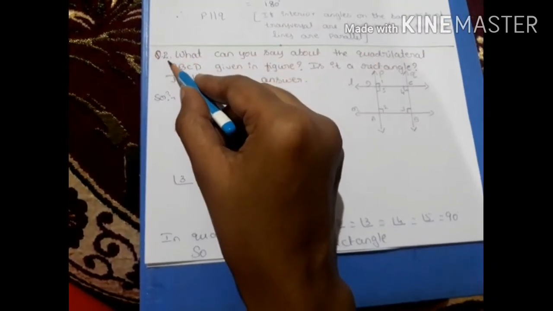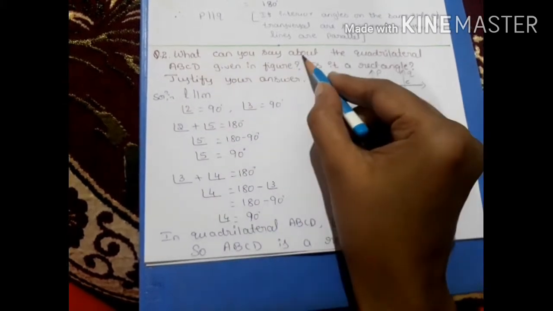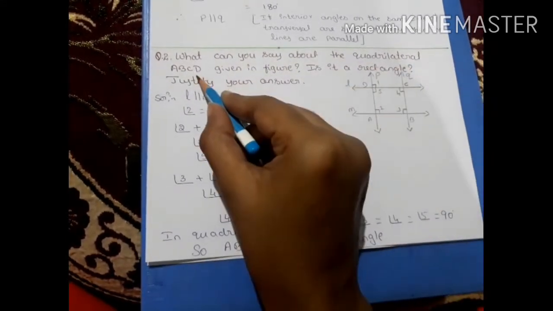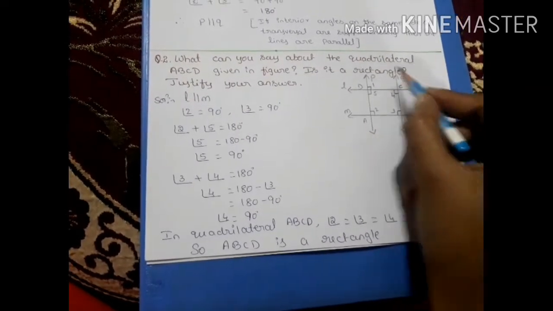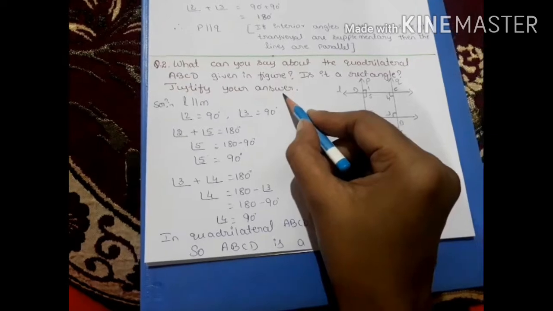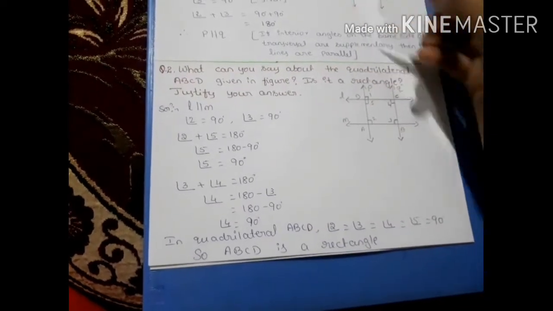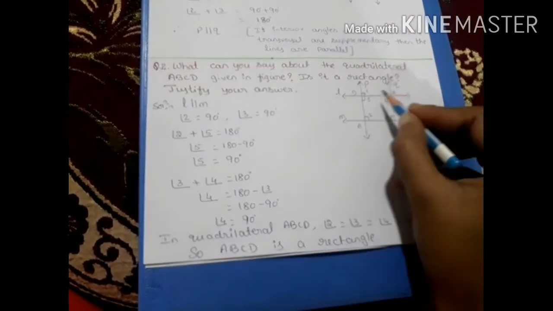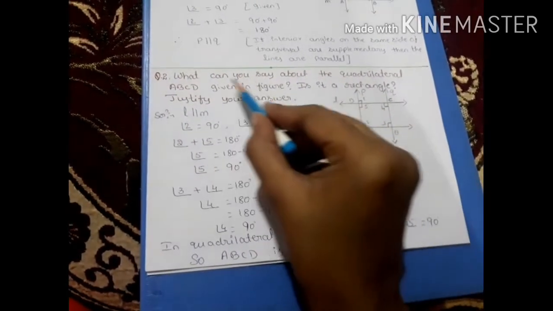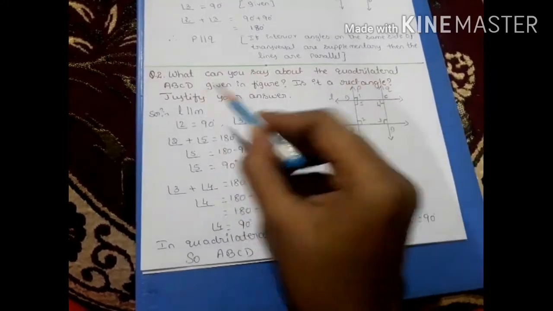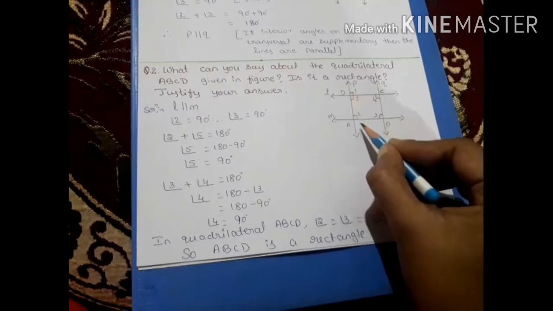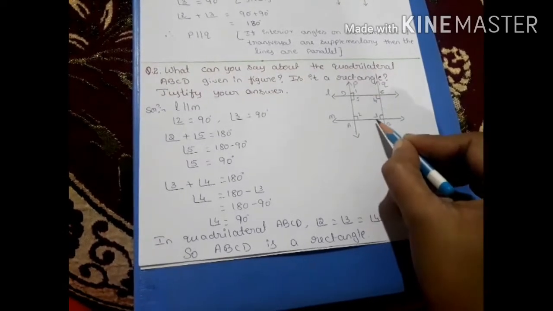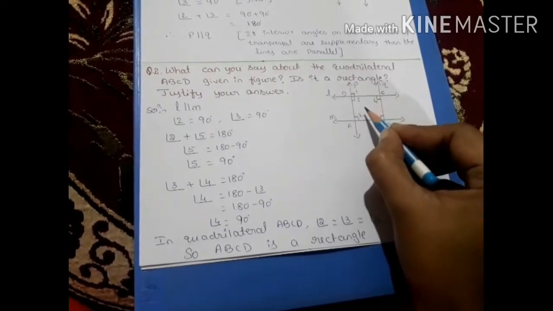Now let us move to question number 2. What can you say about the quadrilateral ABCD given in the figure? Is it a rectangle? Justify your answer. For question number 1, the figure we took, that figure only we have to consider for question number 2. Here they are asking what can you say about the quadrilateral ABCD? ABCD is a closed figure having 4 lines. We can say ABCD is a quadrilateral.